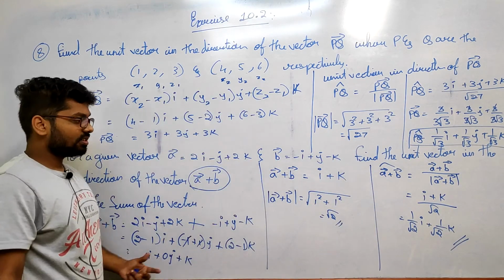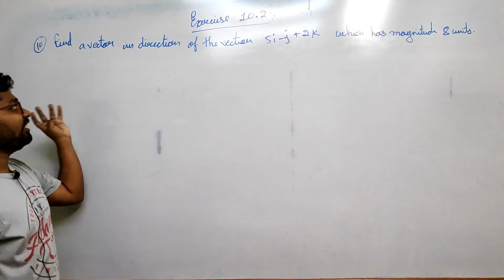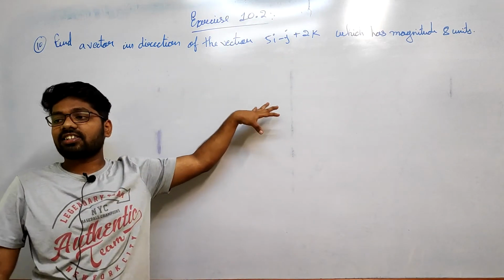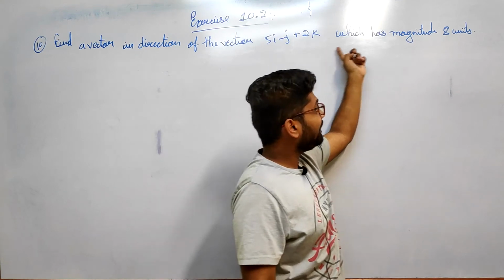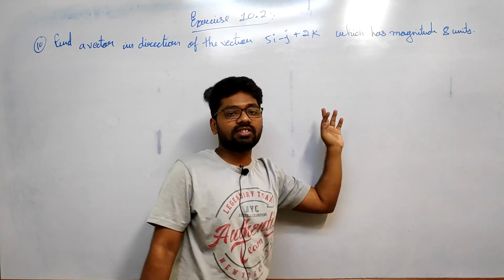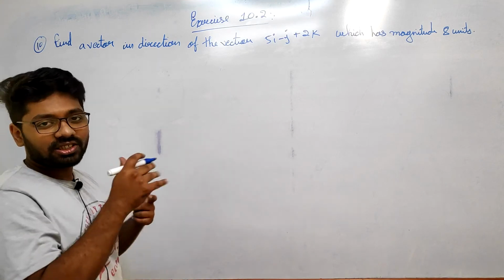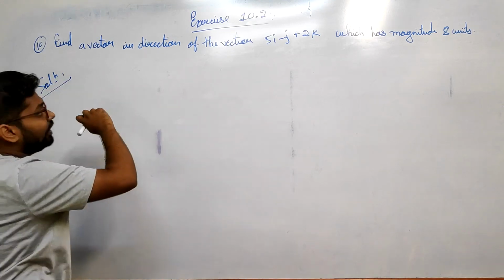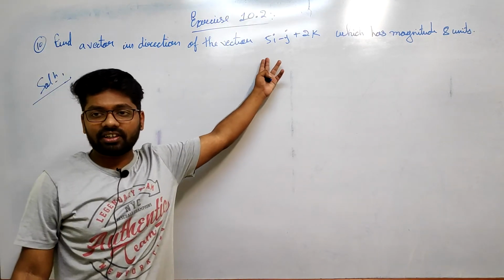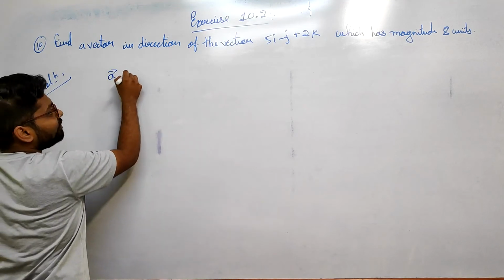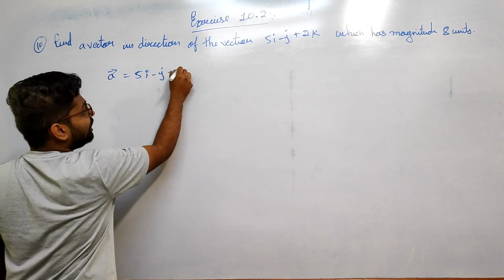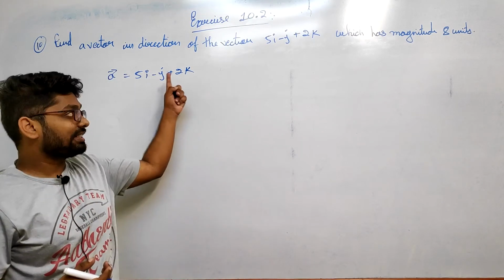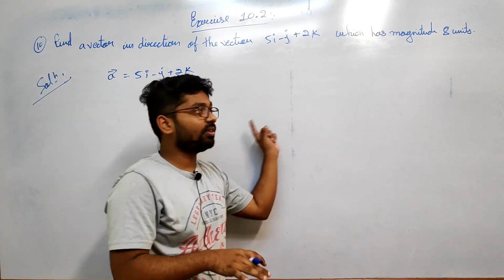Very simple sum. Just take a look at this. In this question we have to find a vector in the direction of a given vector. In this direction we have to find a vector, but its magnitude should be 8 units. This we have already seen in the examples. This is very easy, I will be explaining. Just take a look at this. First we will find the solution. In the solution, there is one vector already given, that is a bar, which is equal to 5i minus j plus 2k. So this is your vector. We have to find a vector which is in its direction and whose magnitude should be 8.